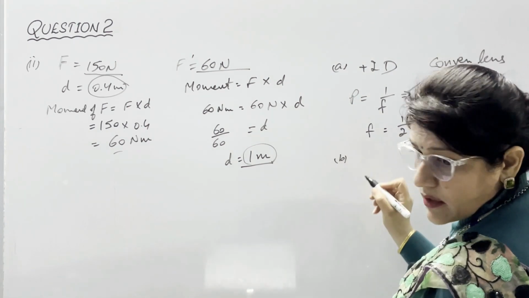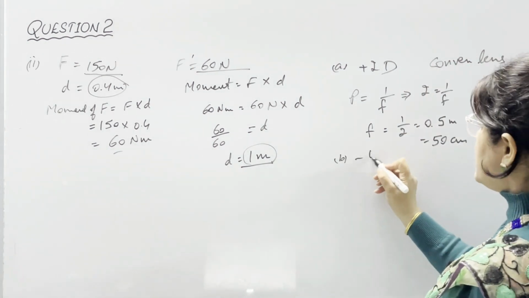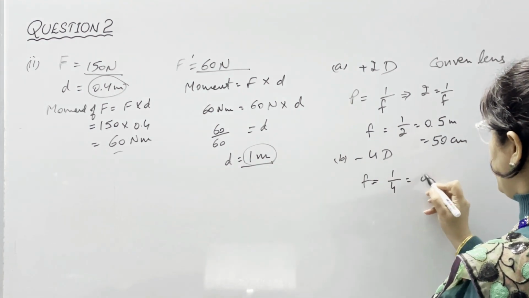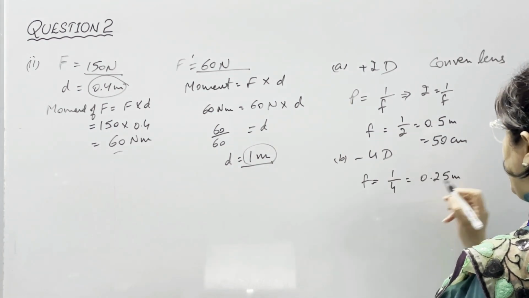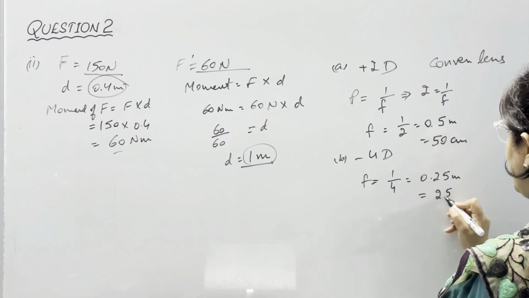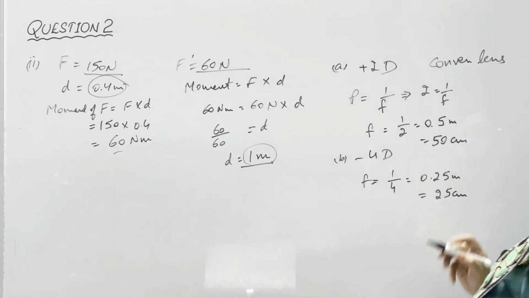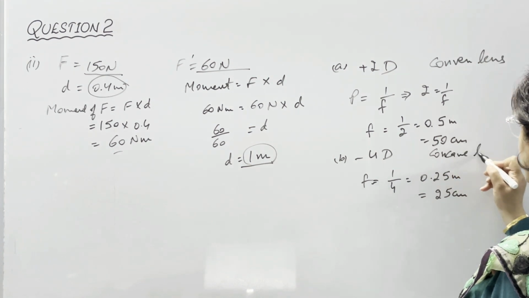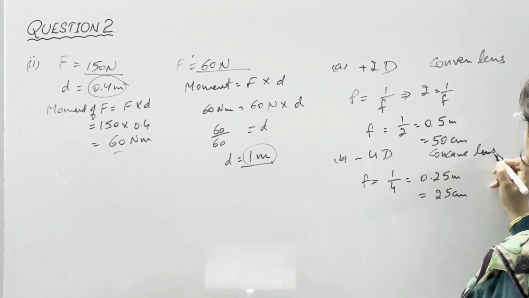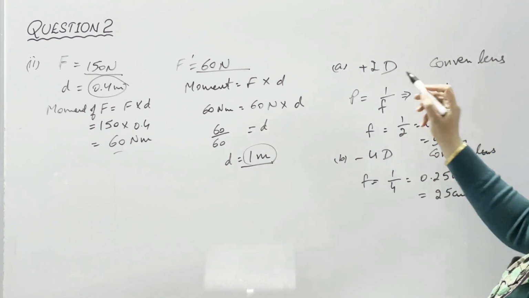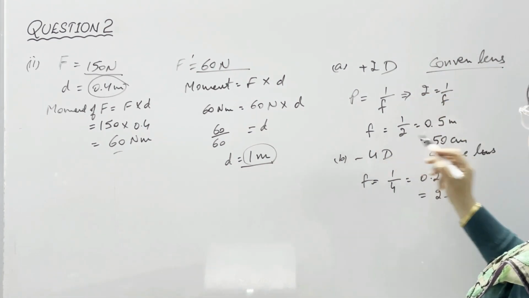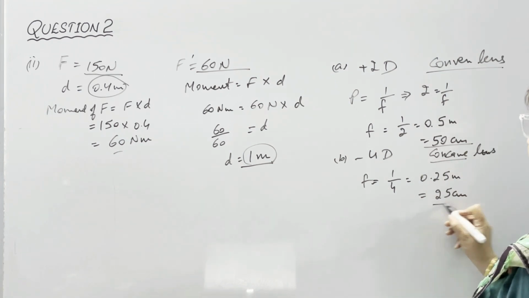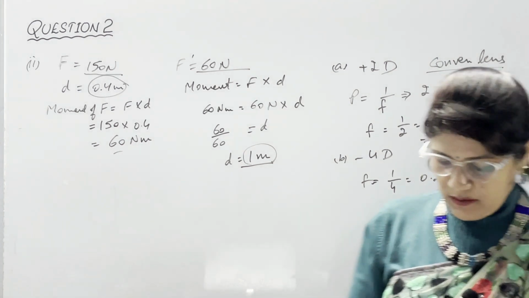In B part, the power is given as minus 4 diopter. So here focal length is equal to 1 upon 4. It means 0.25 meter, or you can say 25 centimeter. So this minus sign is of concave lens. Power of a concave lens is negative. So in the first part, lens is convex and focal length is 50 centimeter. In second part, lens is concave and focal length is 25 centimeter.